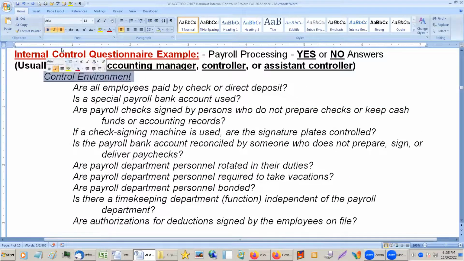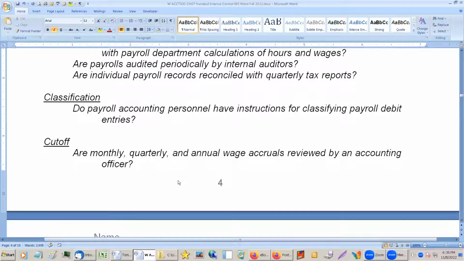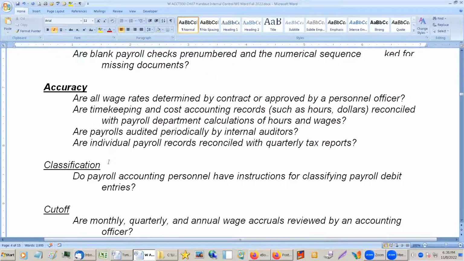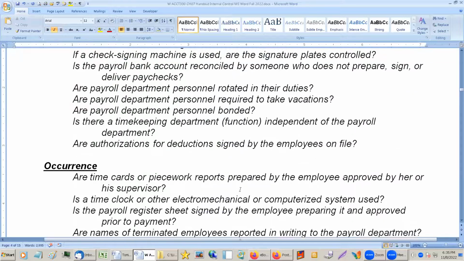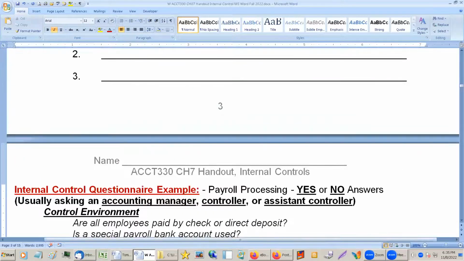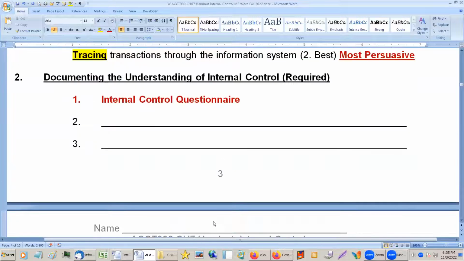But again, here's the thing too. Look at this and feel calm, because notice that you don't have to come up with all these on your own. Yeah, there's like 50 things here or whatever, but these are all part of the audit program. Okay, so internal control questionnaire.